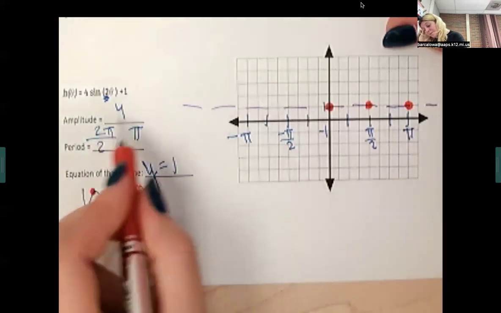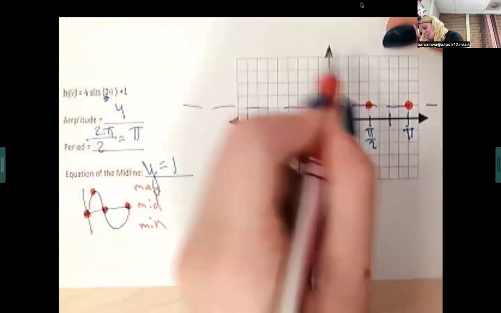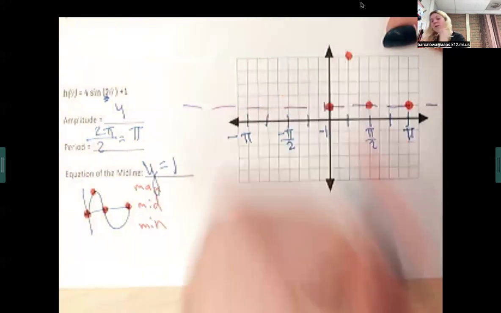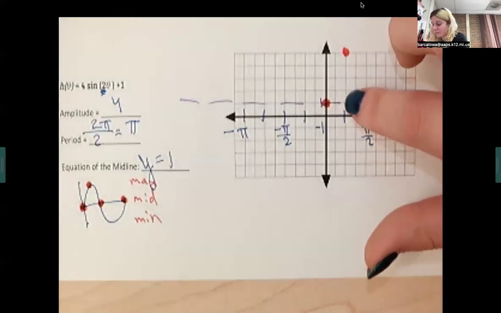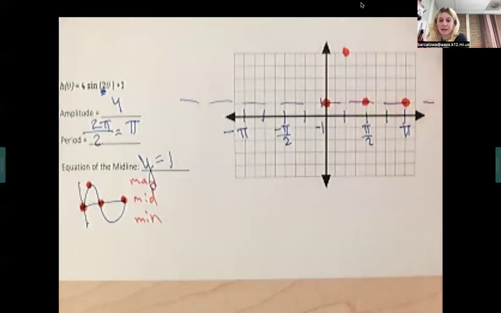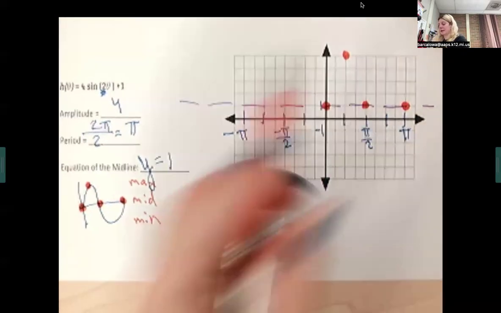So I'm going to count up 4. Put your pencil on the midline. Count up 1, 2, 3, 4. Notice this is not at a y value of 4. It is 4 above the midline. That's why it's so essential for you to have your pencil on the midline and count up 4.